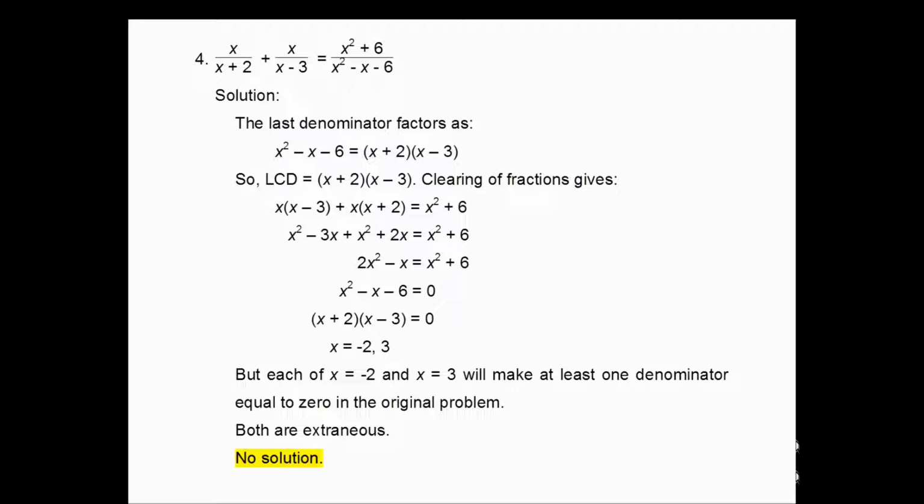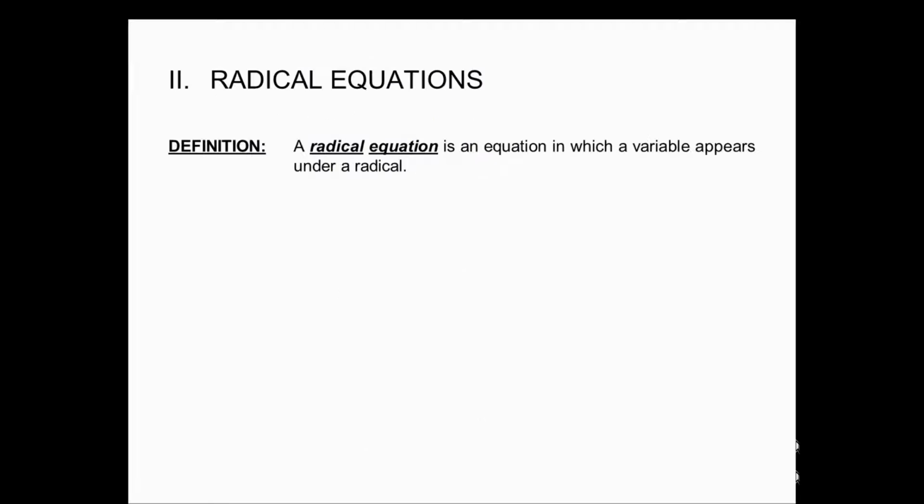Let's move on to the second type of equation, radical equations. Definition. A radical equation is an equation in which a variable appears under a radical. So that means the variable is part of the radicand. So it's not enough just to have a radical in the equation. You must have a variable as part of the radicand in the equation.